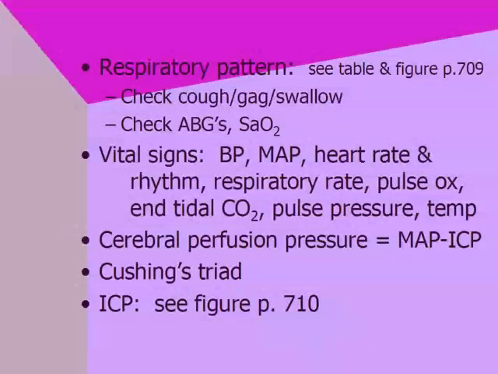There's a table on pages 718 to 719 that talks about the advantages and disadvantages of different monitoring techniques. In order to put in an ICP monitor, you have to perform a ventriculostomy to insert it into the ventricle of the brain, the subarachnoid space, the epidural space, or into the intraparenchymal space. There's a picture of this on 718, and there are waveforms on page 720. But you need to know your ICP figure on 710.